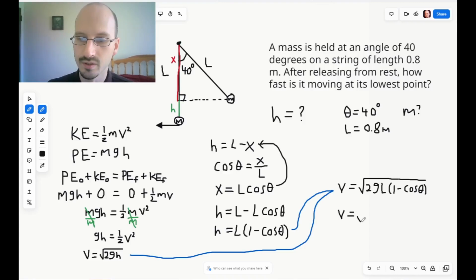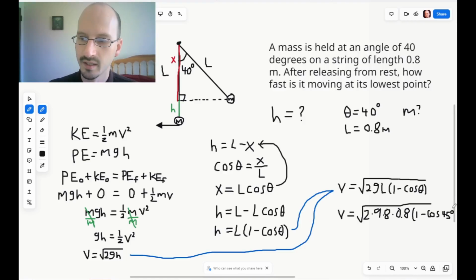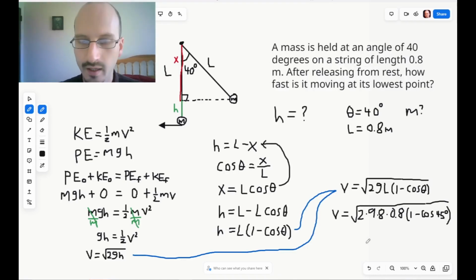v equals the square root of 2 times 9.8. I'm going to leave the units off for now because in these moments, the units can get a little cumbersome, especially when drawing with the mouse. Times 0.8 meters times (1 minus cosine 45 degrees). Running out of space. All right, there we go.